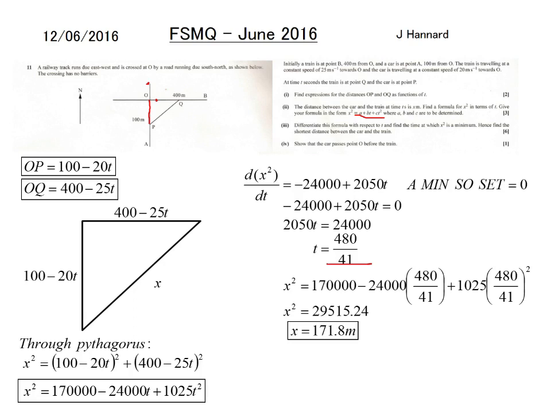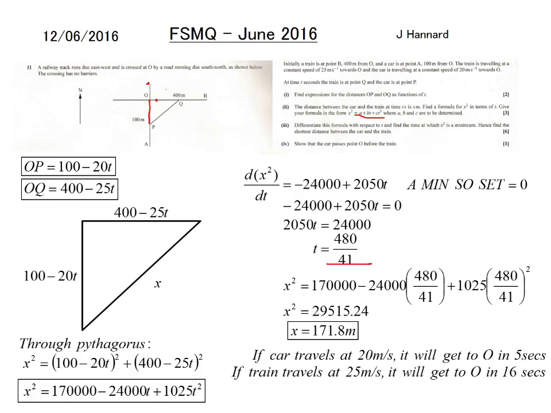Part 4, show that the car passes point O before the train. So if the car travels at 20 meters a second, it'll get to O in 5 seconds, because 20 meters in a second, got 100 to do overall, so it's going to take it 5 seconds. Similarly for the train, if it's travelling at 25 meters a second and it's got 400 meters to travel, it's going to reach there in 16 seconds.